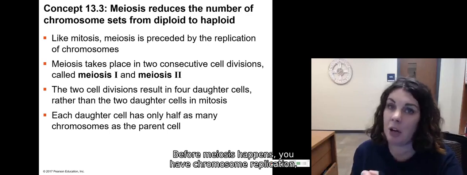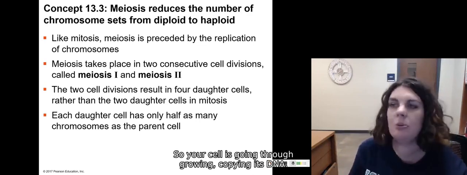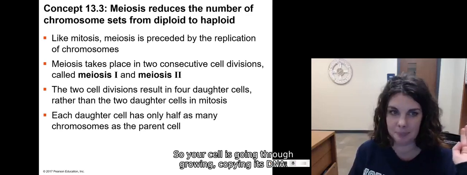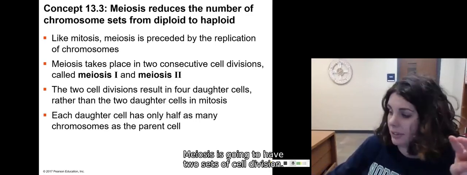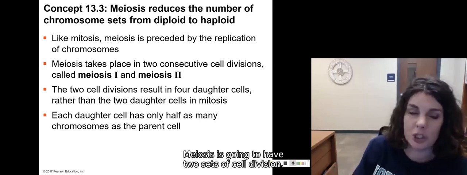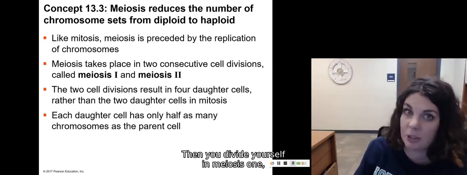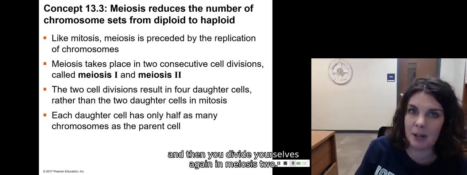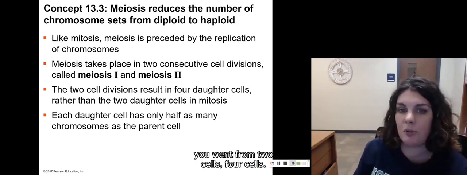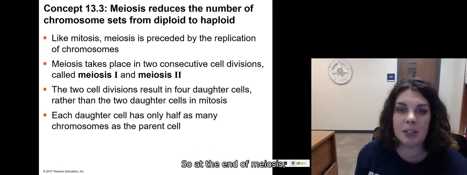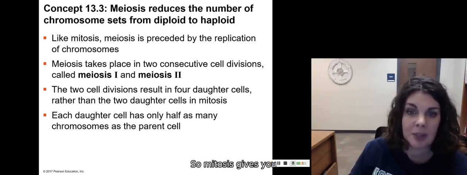So before meiosis happens, you have chromosome replication, the same as what we see in mitosis. So your cell is going through, growing, copying its DNA, and then it's going to get into actually going through meiosis. Meiosis is going to have two sets of cell division. So you copy your DNA once, then you divide your cells in meiosis 1, and then you divide your cells again in meiosis 2. So because you've divided once, that gave you 2 cells. Then in meiosis 2, you went from 2 cells to 4 cells. So at the end of meiosis, you have 4 daughter cells. So daughter cells means the 4 cells you end up with at the end.